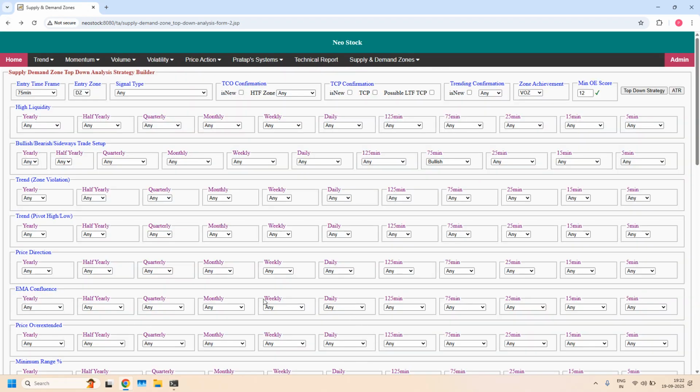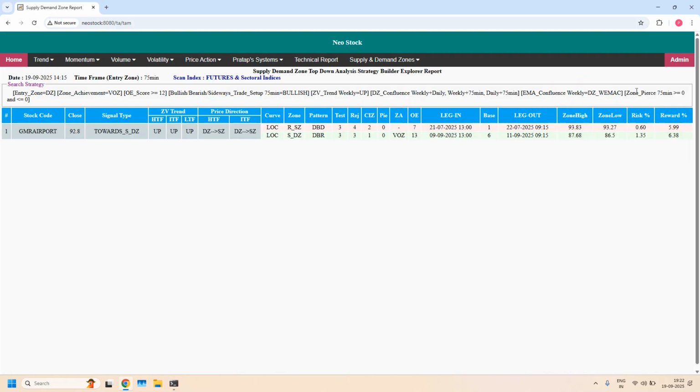EMA confluence at weekly time frame. I am checking weekly demand zone having weekly EMA or not. At the same time, trend on the weekly should not be sideways. It should be uptrend because it is a bullish trade setup. Let's filter. We got 1 stock. So this daily demand zone is having more high probability to get success. Provide lesson 20 checklist items are satisfied. Otherwise, higher chances of zone violation. See, previously already it gave 3 tests.